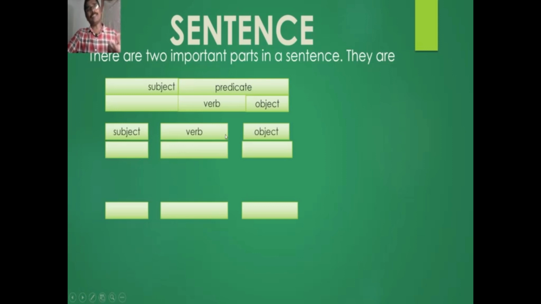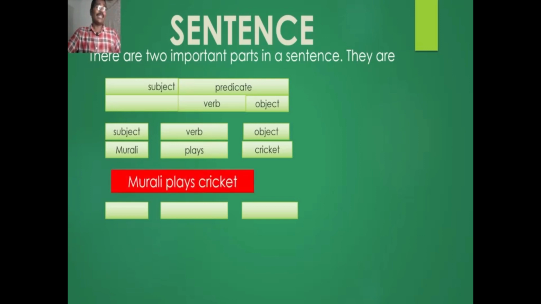Let us make one sentence on any person, a thing or an animal. Okay, let us make a sentence on Morally. What does he do? He plays. What does he play? Cricket. "Morally plays cricket." It is a sentence, and in that Morally is the subject, plays is the verb, and cricket is the object.